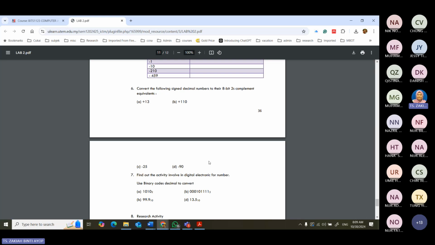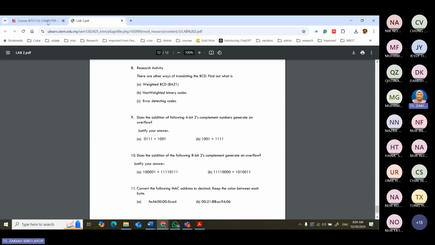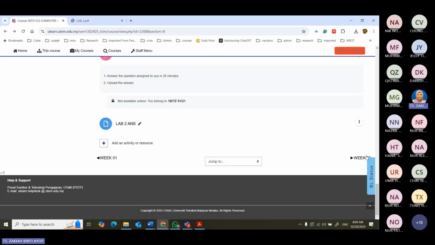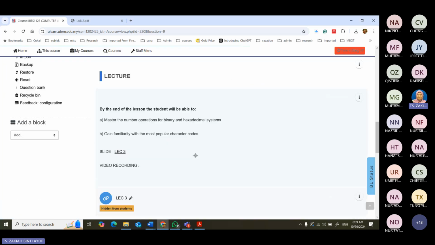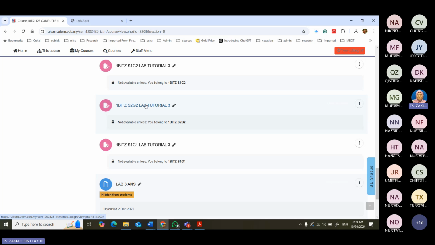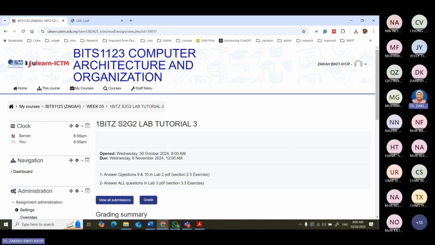Now go to questions 9 and 10. The instructions I have given you for lab 3 are that if you open your lab 3 S2G2, you need to answer questions 9 and 10 in lab 2. I'll teach you a little bit about questions 9 and 10 for you to answer, and then all the questions in lab 3. So these are all the exercises that I want you to do.